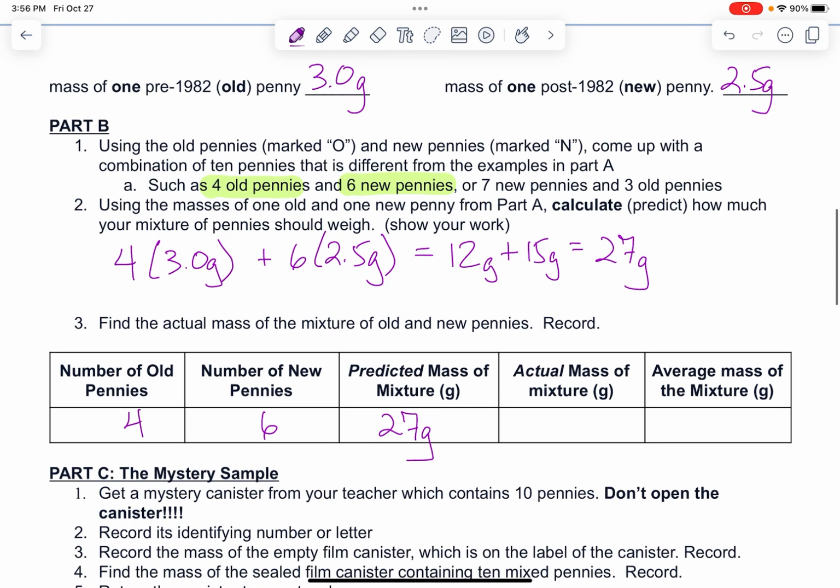And then in lab, what we did is actually measure, putting 4 old pennies and 6 new pennies on a scale and seeing what that would be. For our average mass, we would take the actual mass that we have and just divide it by 10 to get that value.